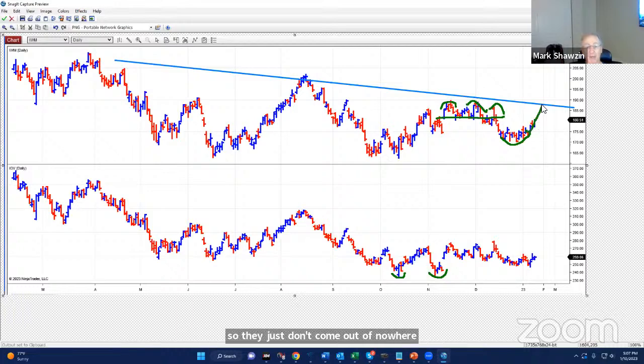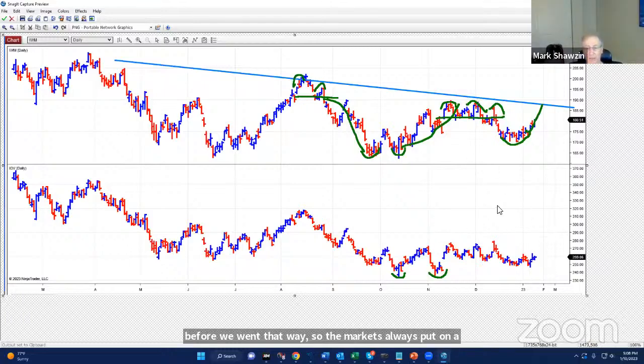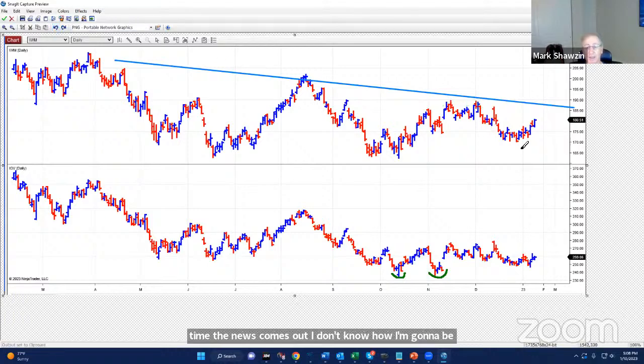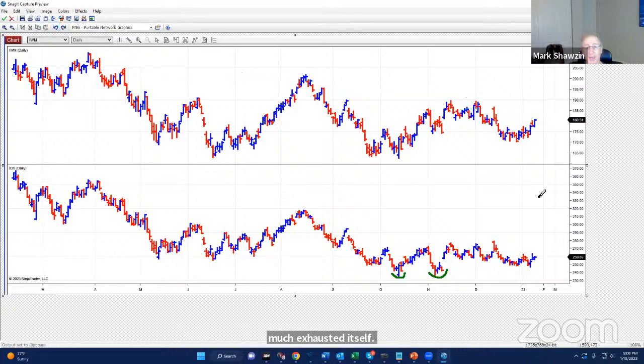Now we put on a rounding bottom. We put on a double bottom before we took this way. We had a double top before we went that way. So the markets always put on a pattern before they take off in one direction or another. So to me, the markets are ahead of the news. So by the time the news comes out, I don't know how I'm going to be positioned. I'll have to see how the market closes tomorrow. If we're up here tomorrow and it's already pretty much exhausted itself, then going long into that report may not be the best idea.